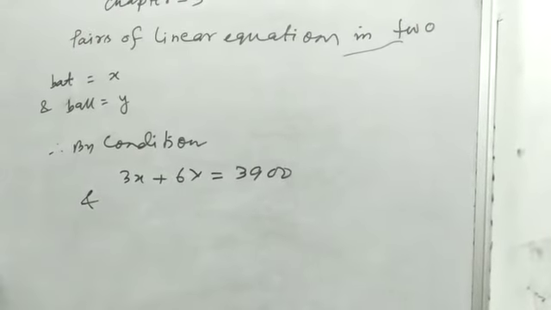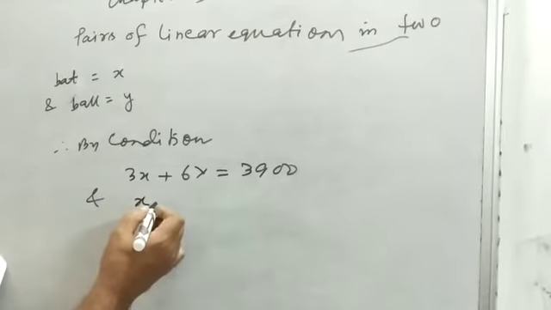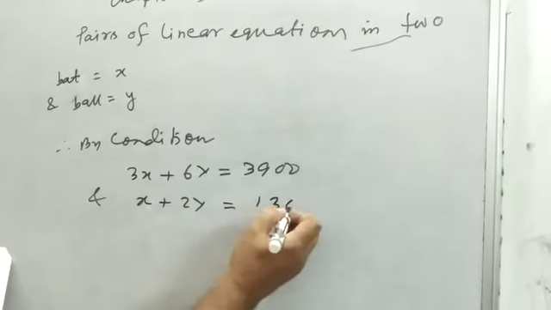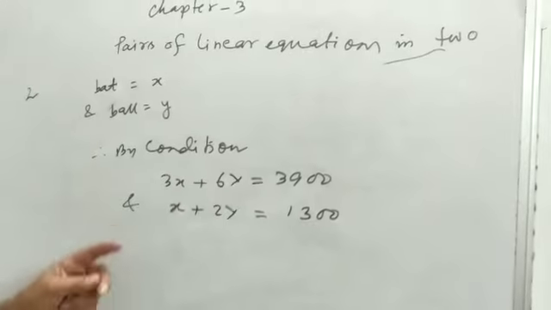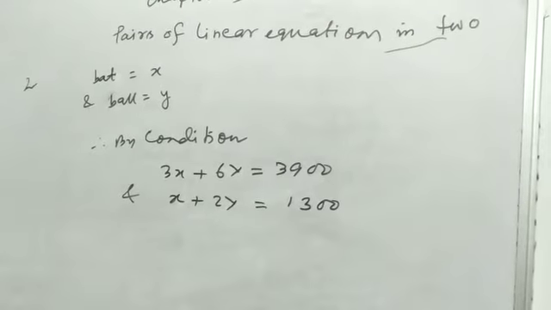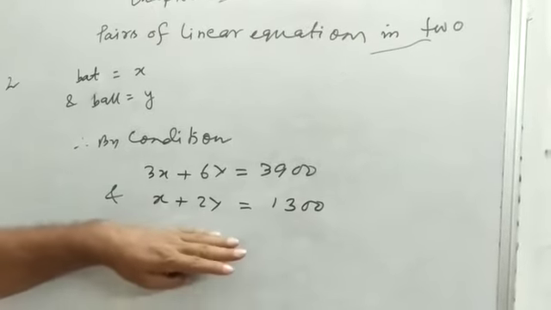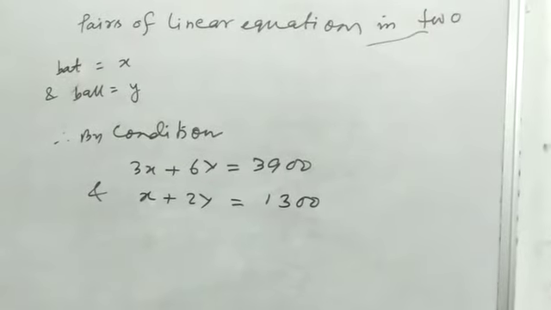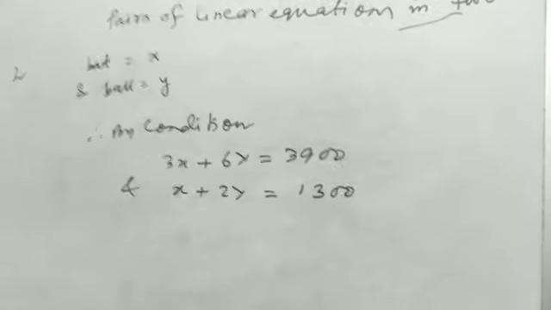Then the second condition we can directly write here: later she buys another bat and 2 more balls. Another bat means 1 bat, 2 more balls. So x plus 2y is equal to 1300. Okay, so these are the 2 equations. Then you can represent it by the graph also. So this graph part you will try it.